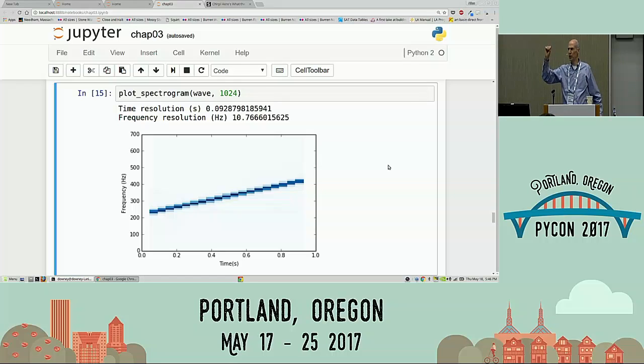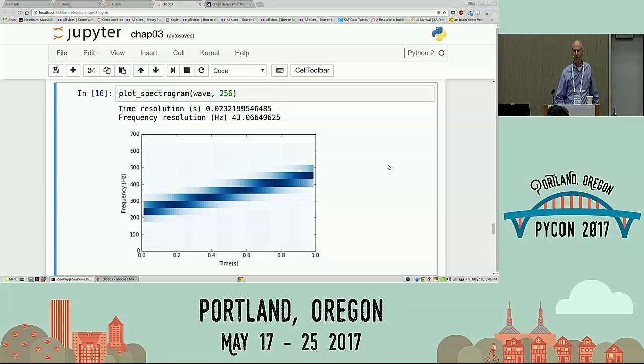So small is good. So here I have lots of frequency precision but not as much time precision. And here's the other way around. Lots and lots of little tiny samples. So I can distinguish things that vary very quickly in time, but I can't give you the frequency with a lot of accuracy.